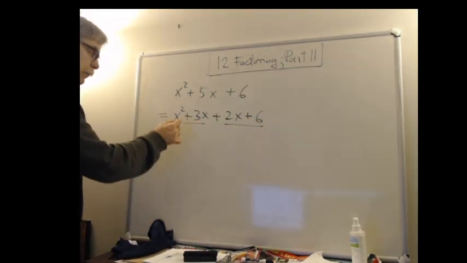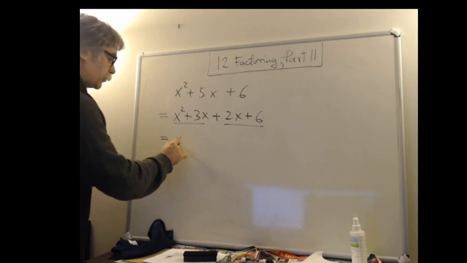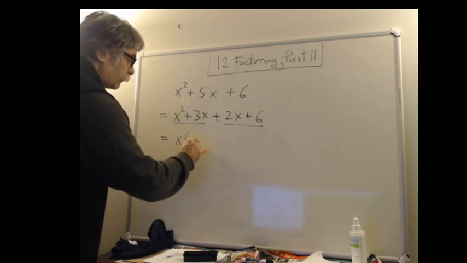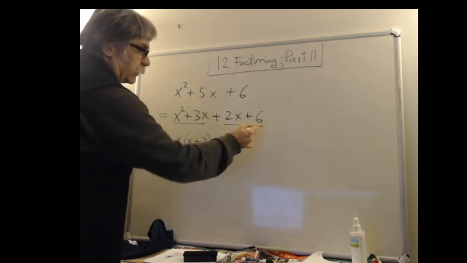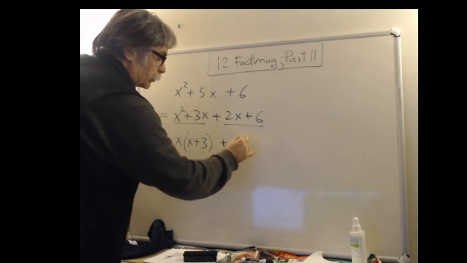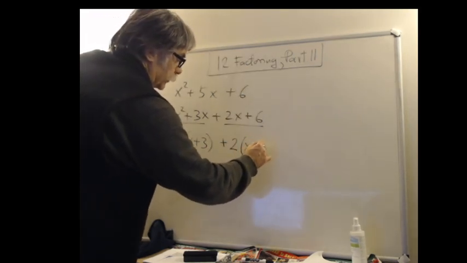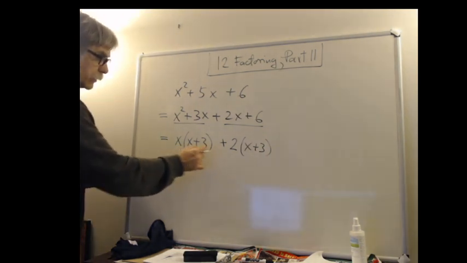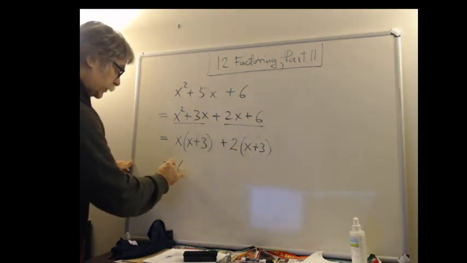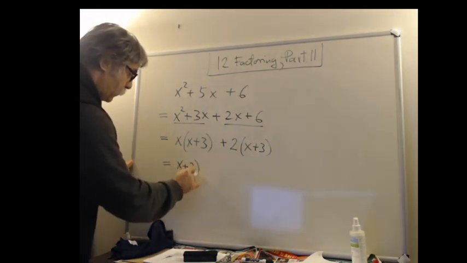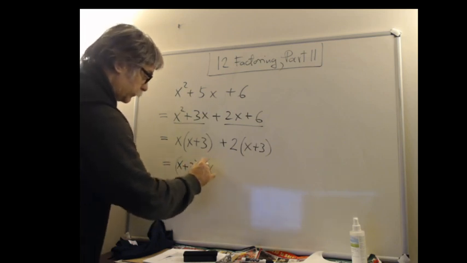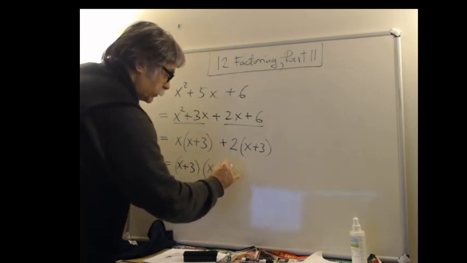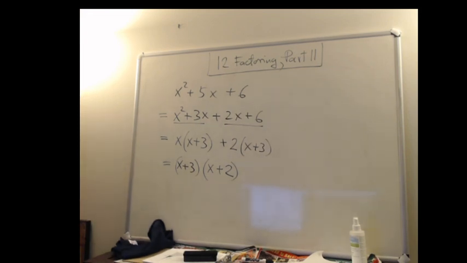And so I remove the common factor in the first group, which is an x, and the common factor of the second group, which is 2. And now I got x plus 3 is a common factor of this term and this term. So I got that x plus 3, and I have the leftover, which is x plus 2. So I get this by factoring by grouping.